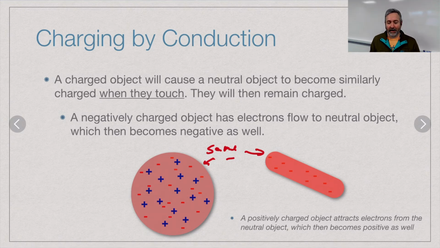And it is kind of like leveling off water. It'll level off at some point, and it won't necessarily gain more in one direction or the other, but it levels off, so they're equally charged. In this case, negative. So if we want to charge something the same as a charged object, we touch the charged object to the thing that we want to charge.